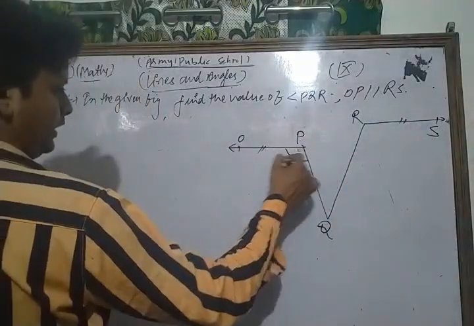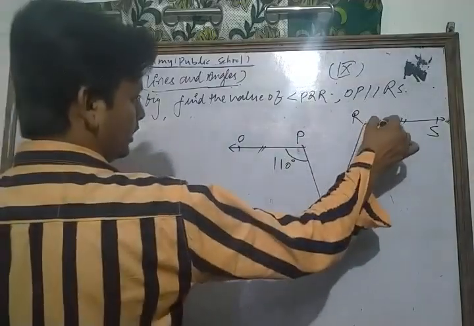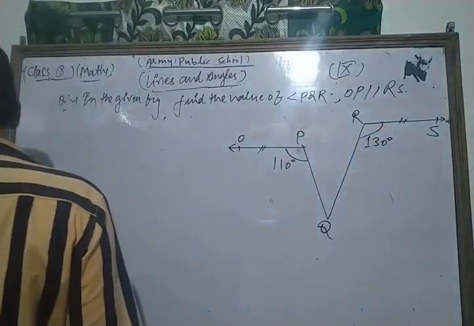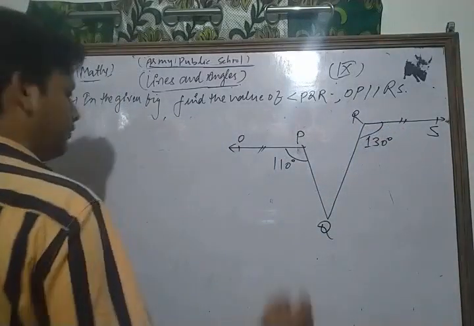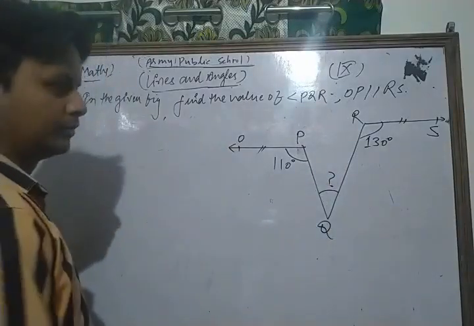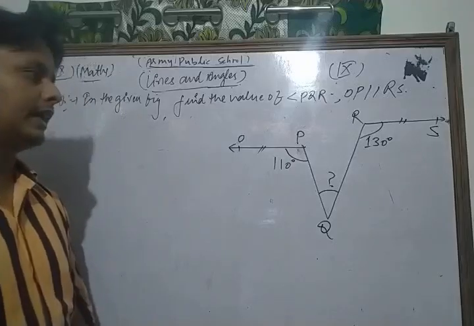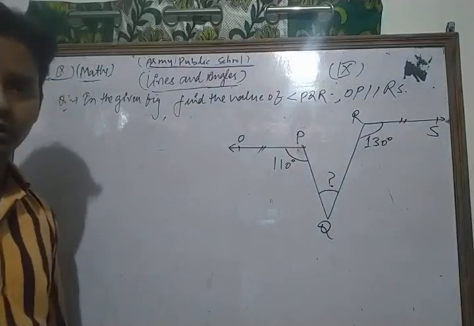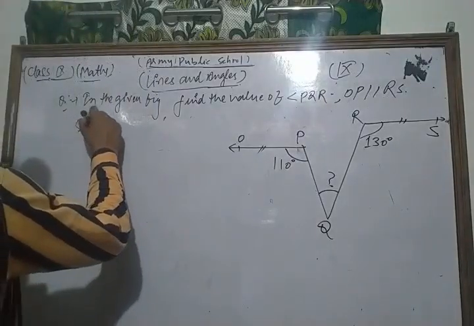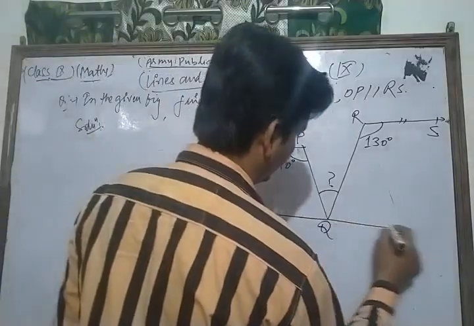This is 110, and this is 130. We have to find angle PQR. This is a very important question. So first of all, in this question also we have to do some construction. And what is the construction here? Let's see its solution.